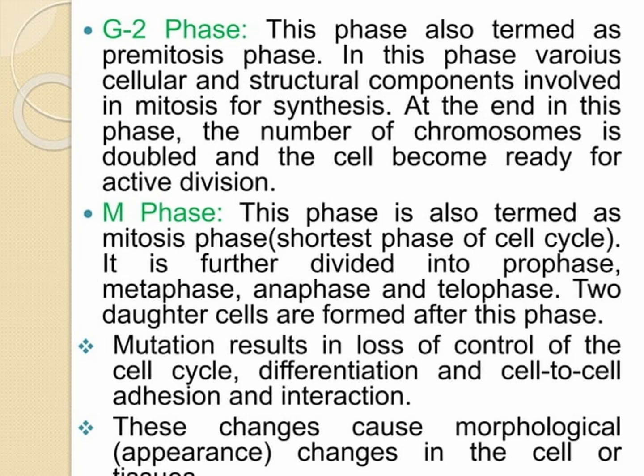Mutation results in loss of control of the cell cycle, differentiation, and cell-to-cell adhesion and interaction. These changes cause morphological changes in the appearance of the cell or tissue.